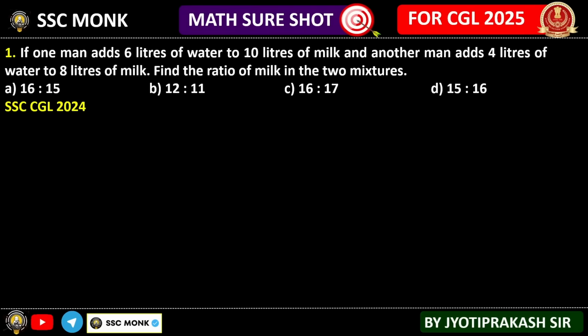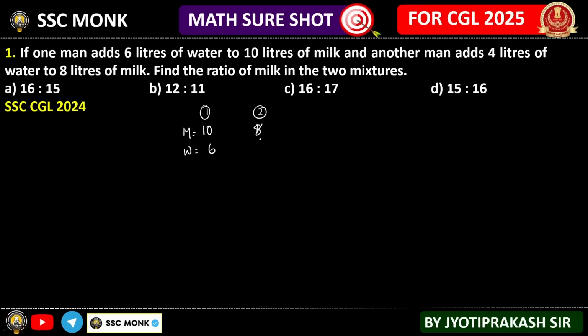First question is: if one man adds 6 liters of water to 10 liters of milk and another man adds 4 liters of water to 8 liters of milk, find the ratio of milk in the two mixtures. Now understand, the first man had 10 liters of milk. This is the first man. The second man had 8 liters of milk. We are talking about milk. Then what happened? Then water was added.